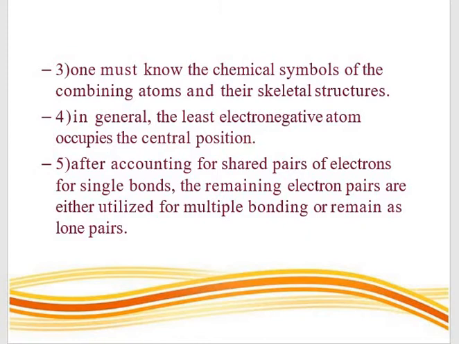Third step: we should know the chemical symbols of the combining atoms and their skeletal structure. In general, the least electronegative atom occupies the central position. This is a very important point. And the last step is, after accounting for shared pairs of electrons for single bonds, the remaining electron pairs are either utilized for multiple bonding or remain as lone pairs.